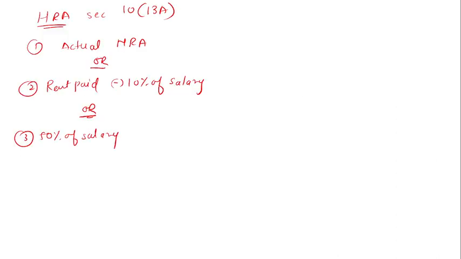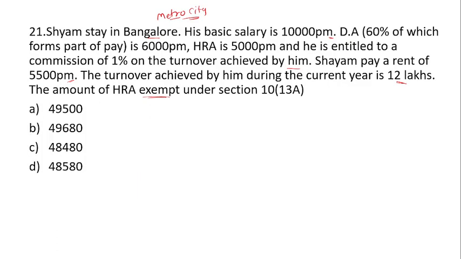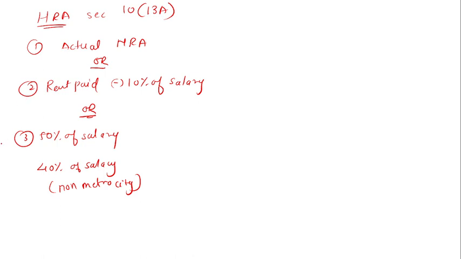If he is living in a non-metro city, then we will take 40% of the salary. Okay, 40% of the salary in case of a non-metro city. But Mr. Sham is staying in Bangalore, so he is eligible for 50% of the salary. So how will we calculate the actual HRA?